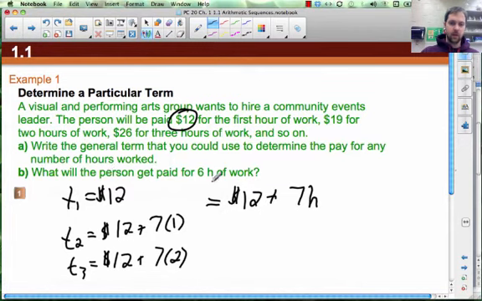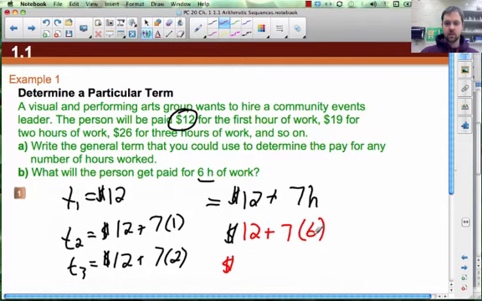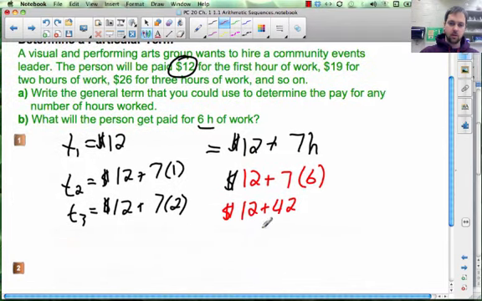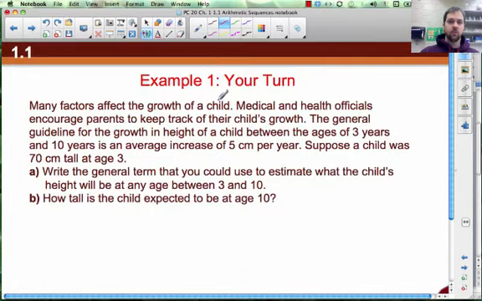What will the person get paid for 6 hours of work? So now that we have a general term, all we have to do is take that term and plug in the number 6. Okay, so right there, 6 hours of work, and that will yield 7 times 6, which is $42. So $12 plus 42, and then that will net $54 for that person.